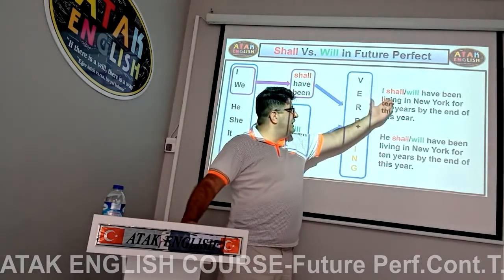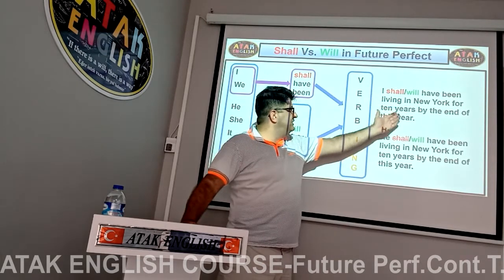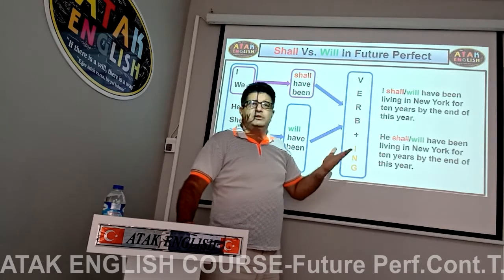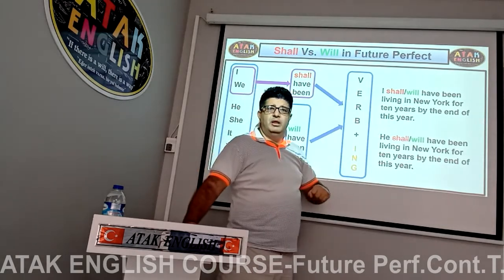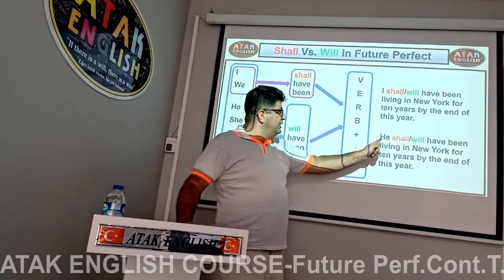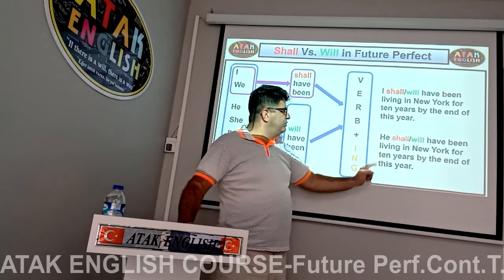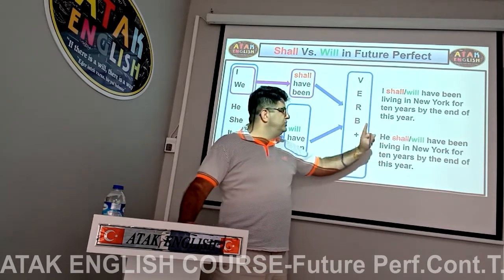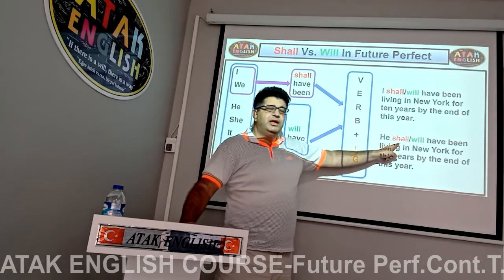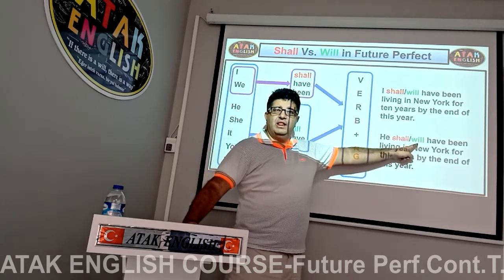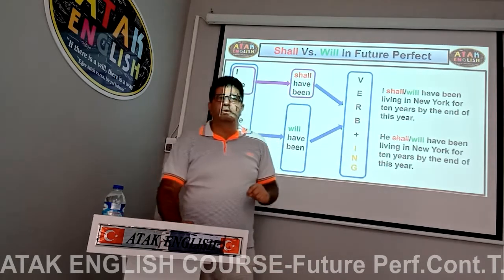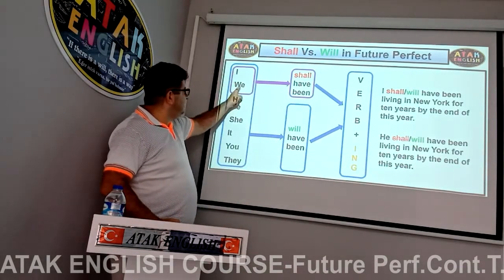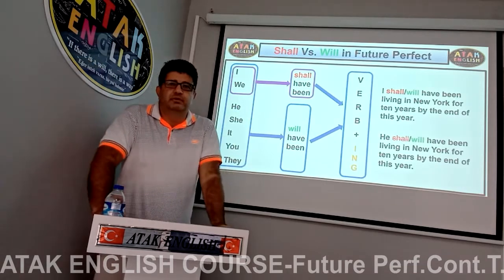Let's read these 2 examples. I shall have been living in New York for 10 years by the end of this year. I can also say I will, but he will have been living in New York for 10 years by the end of this year. I cannot use shall instead of will, because shall we can use with first person singular and first person plural.